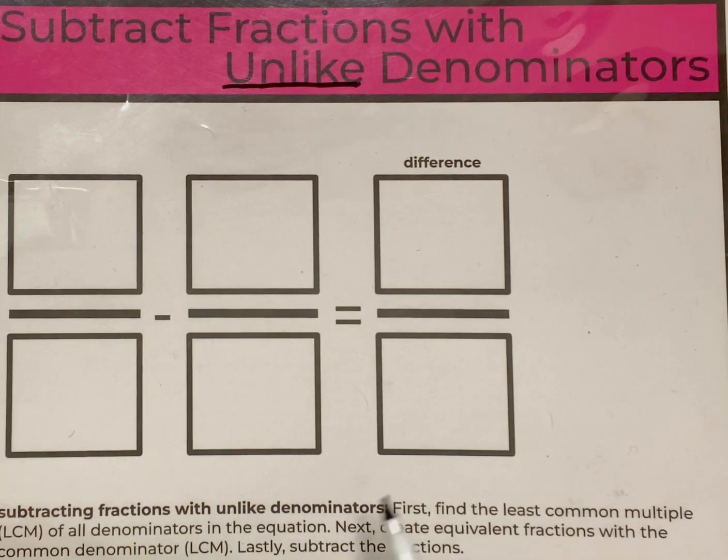Subtracting fractions with unlike denominators. This is how you do it. You're going to first find the least common multiple of all denominators in the equation. That's called your LCM. Then you're going to create equivalent fractions with the common denominator. Lastly, you're going to subtract the fractions.